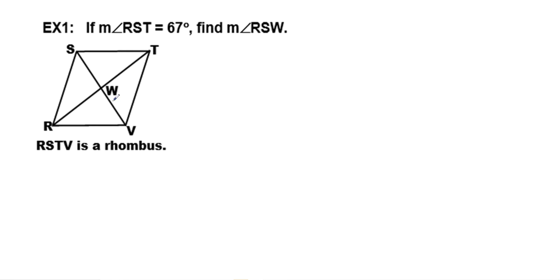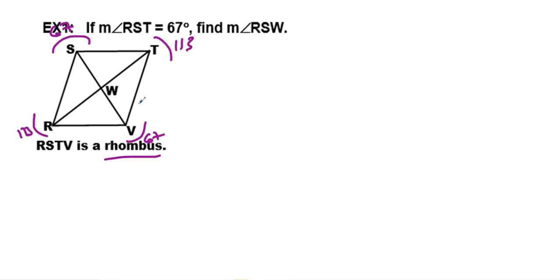So here we have a rhombus, a special type of kite and parallelogram. RST is 67, so I'm going to put a 67 right over here. Given the definition of a parallelogram, opposite angles are congruent, so that's also 67. Another property of a parallelogram is that consecutive angles are supplementary. So if this is 67, this is going to be 113, and this is also going to be 113.